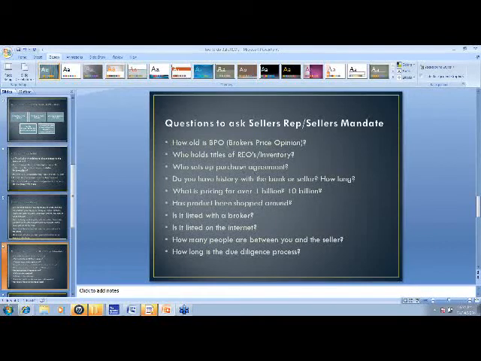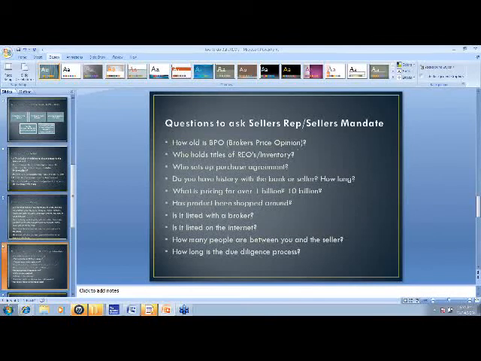And you want to ask them, do you have history with the bank? We talked about that before. The bank was selling how long? That's very important, because the more history that they have with the bank, the financial institution, or the actual private seller, the better.